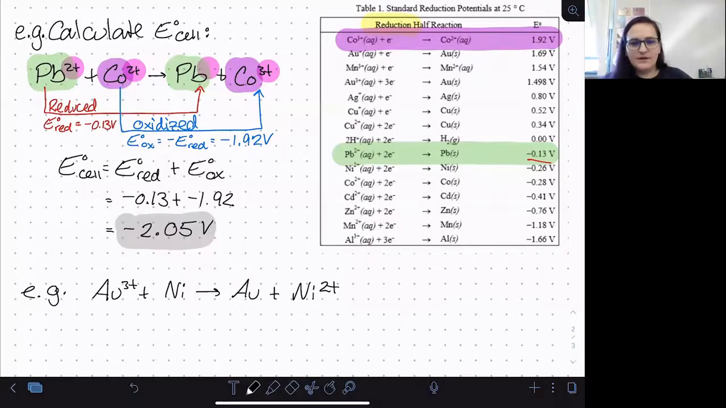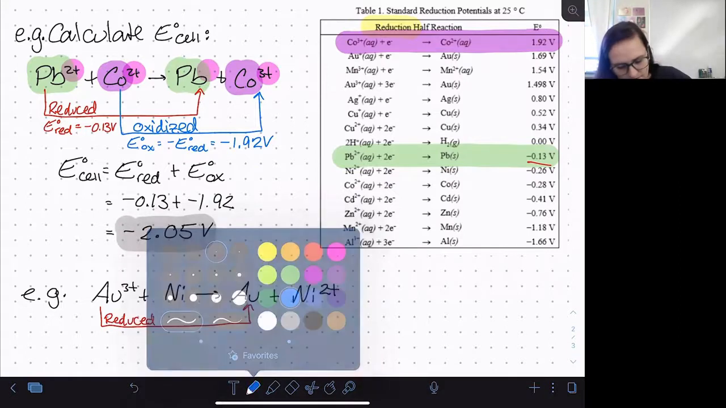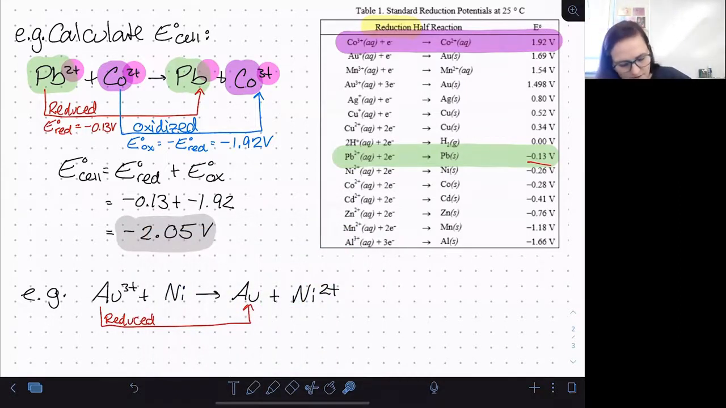First up, we need to identify what is being reduced and what is being oxidized. If we look at our oxidation numbers, which in this case are again the same as our charges, we have gold going from plus 3 to 0. That is a reduction since our oxidation number is decreasing, so gold is being reduced. And then nickel is going from 0 to plus 2, oxidation number increasing, which represents an oxidation.